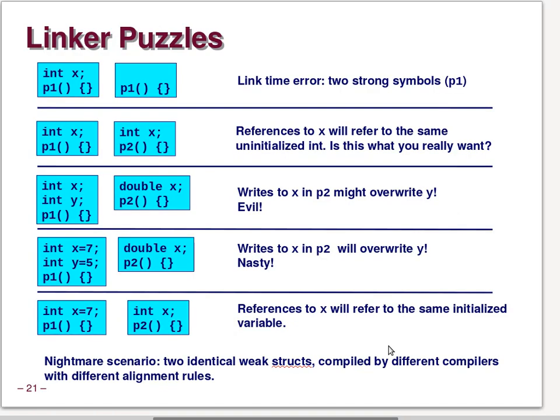Here we go. So we'll just go ahead and go by them. So you have int x and p1 up here and p1 over here. Link time error because you have two strong symbols, p1. So that's an example of a linker error. Notice that if you compile this in GCC, this compiles to an O file just fine. This compiles to an O file just fine. But it's when you try and link the two that you're going to get an error.